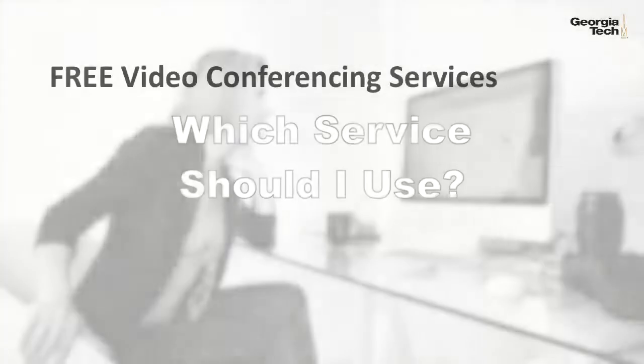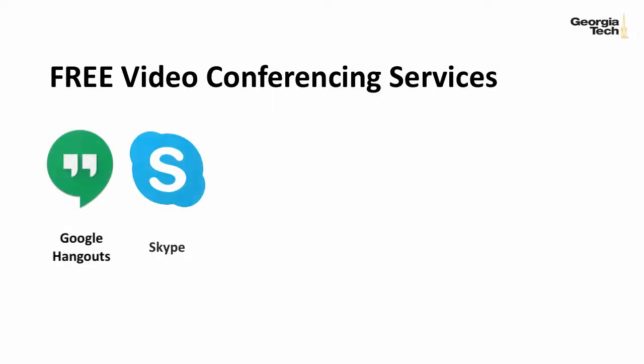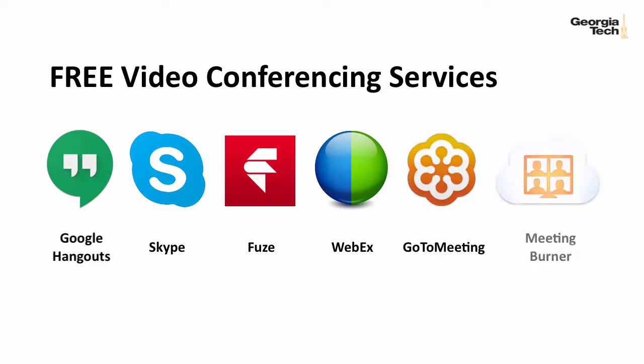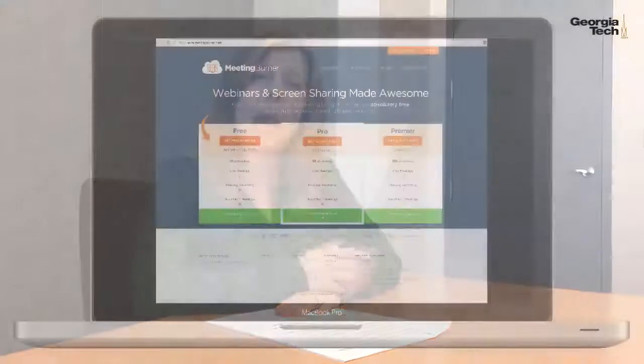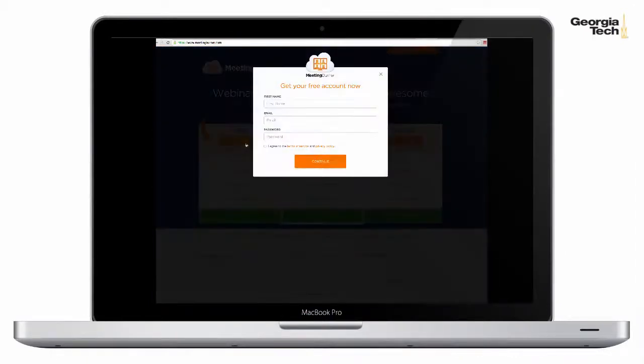I'm only going to mention free sites, some or all of which you may already be familiar with. These include Google Hangouts, Skype for Business, Fuse, WebEx, GoToMeeting, and Meeting Burner. Before you move on, take some time to explore some of the sites and then choose one and set up an account. If you have an account with one tool already, how about trying a different one to explore other services?